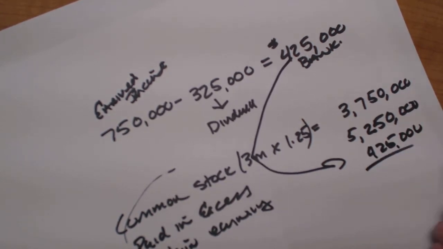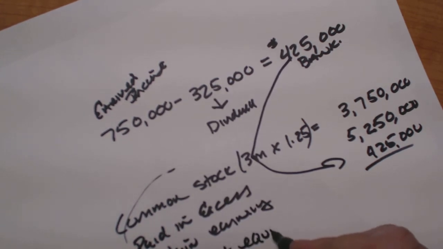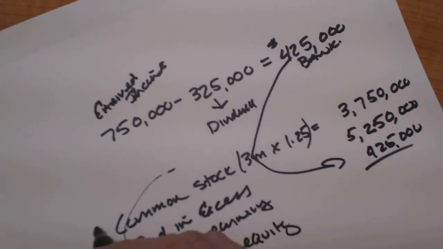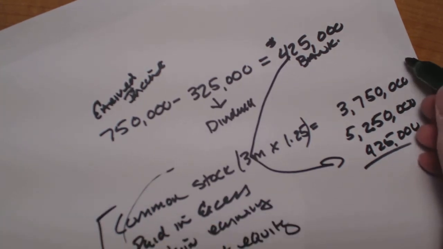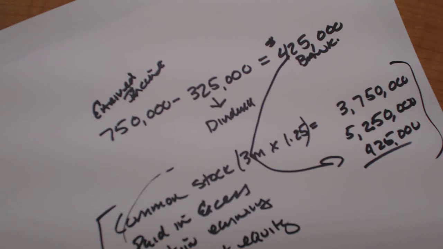So then you add them. If you want to get the total equity, you would add them all together. But for the essence of the problem, this is what we are looking for right there. That whole section.